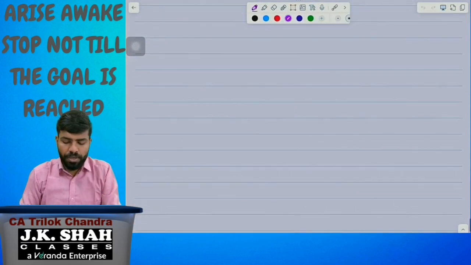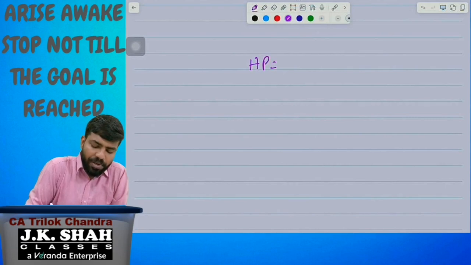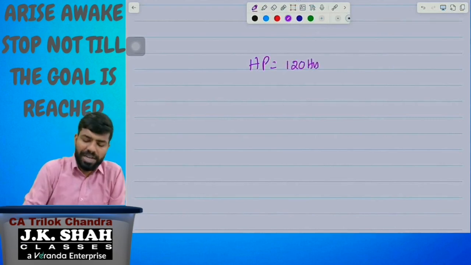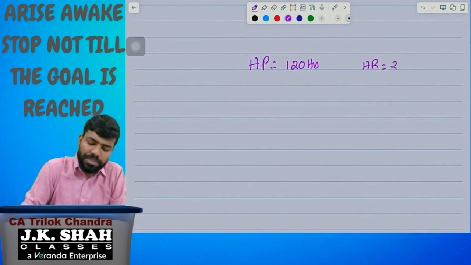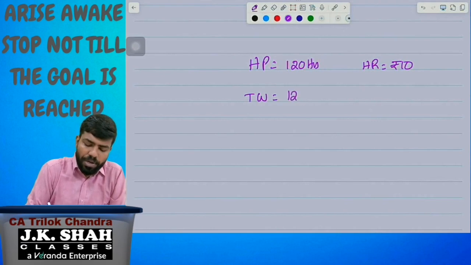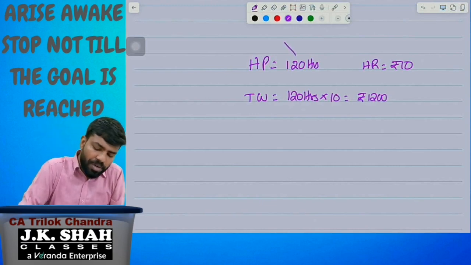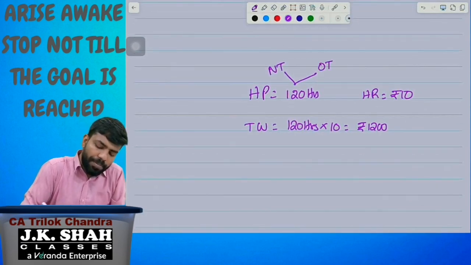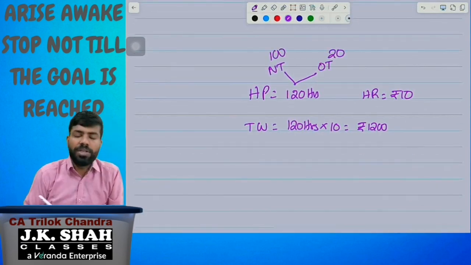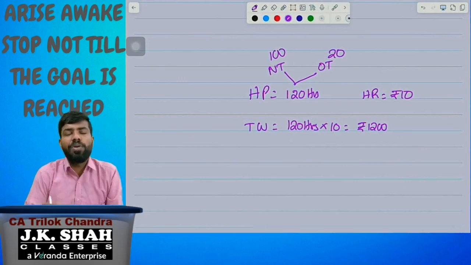Look here. Hours paid equal to 120 hours. Let me take an example: hourly rate equal to rupees 10. Total wages to be paid equal to 120 hours into 10 rupees, rupees 1200. Now the point is, this 120 includes two things: normal time and overtime. Normal time is 100, overtime is 20.